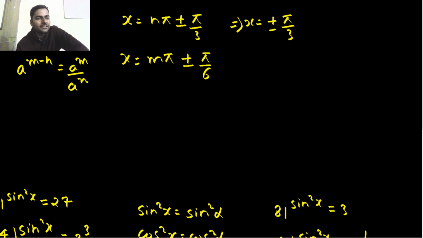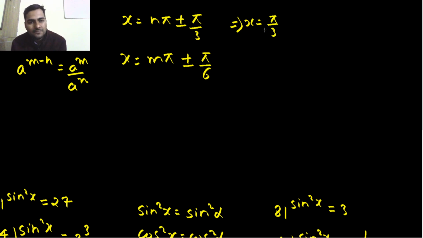Okay, writing this separately will be better so that we can reject. As you can see, we will reject minus pi by 3 because x should be between 0 and pi. Minus pi by 3 rejected, so pi by 3. What can be the other value?